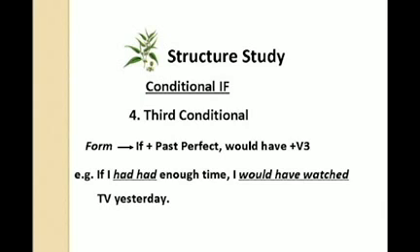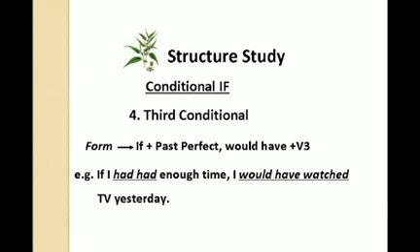Let's study the form of the third type of conditional. The form is if plus past perfect, comma, would have plus verb 3. We use this form to talk about unreal conditions in the past. For example, if I had had enough time, we would have watched TV yesterday. This means that I did not have enough time to watch TV yesterday.